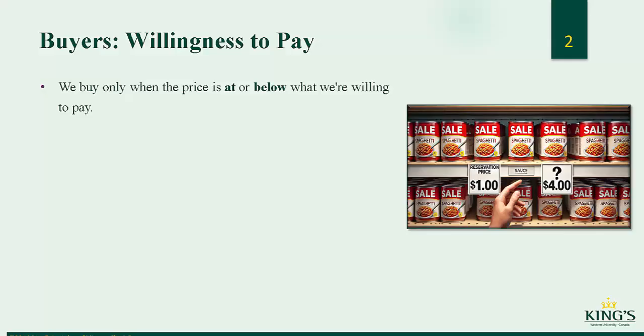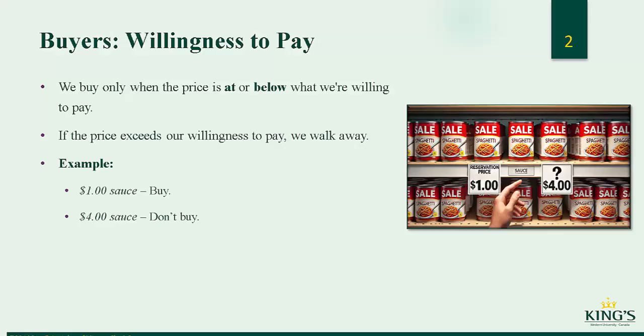First, let's think about buyers. Buyers are obviously behind the demand curve. As a buyer, we only buy things when the price is at or below how much we value it, or the maximum we're willing to pay for it. So if the price exceeds our willingness to pay, we walk away.